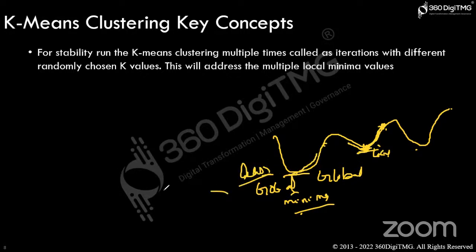In order to decrease the error to the global minimum, we have to keep doing multiple iterations until we find the global minimum. Normally, when the error starts increasing, it will stop right there only. It will consider this to be the global minimum. So in order to avoid that, we have to run the algorithm with different k values.